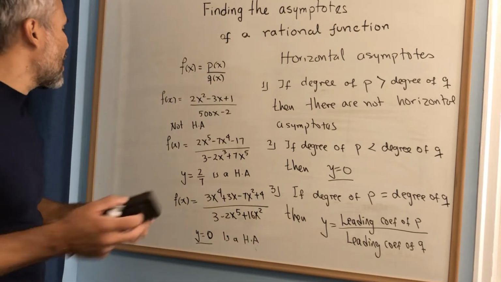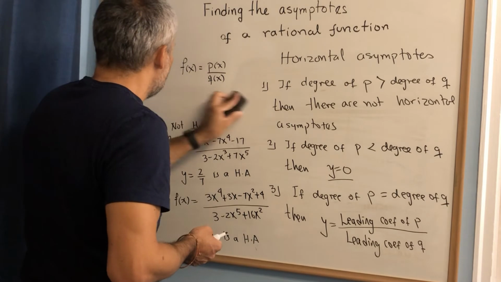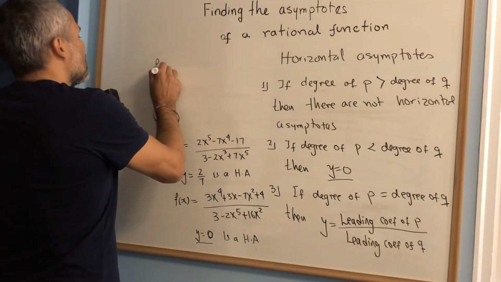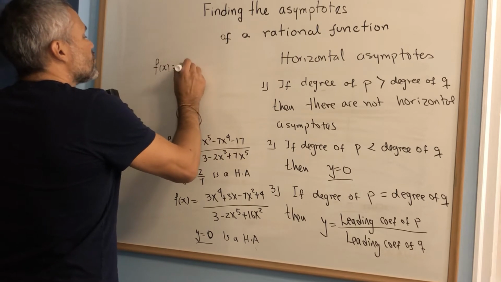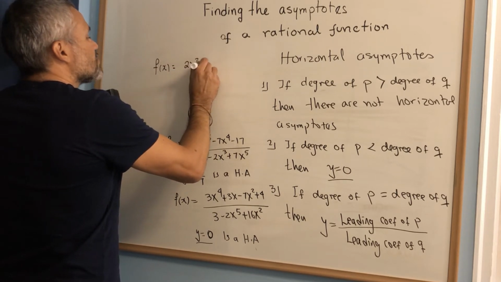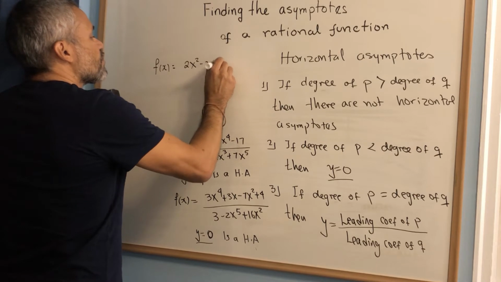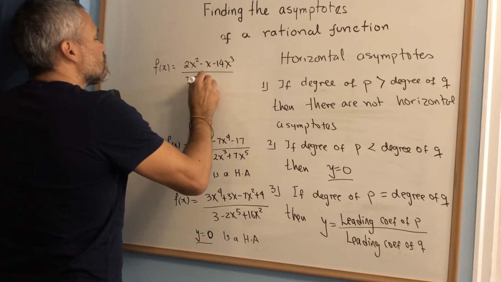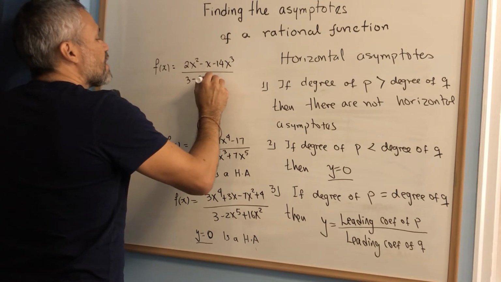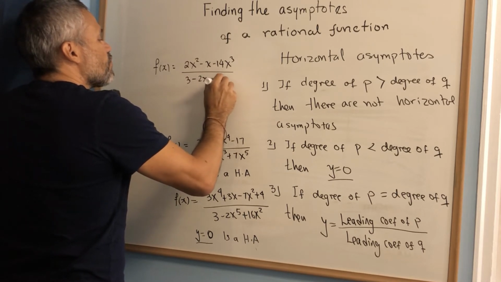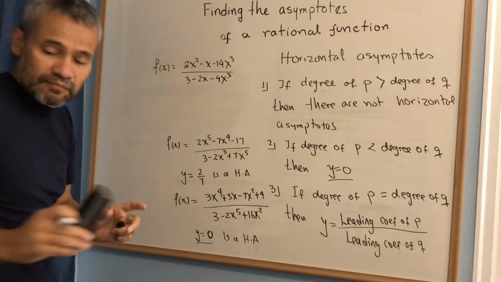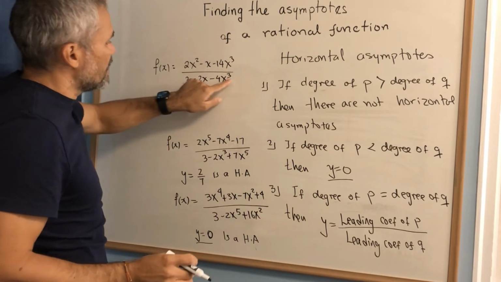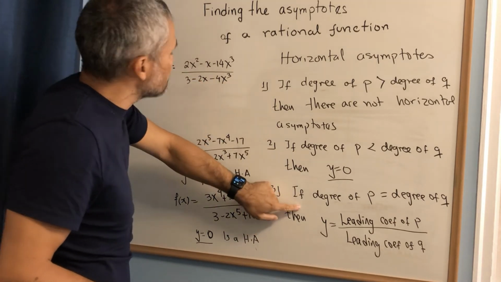Let me just do another example. We have f of x equals (2x squared minus x minus 14x cubed) over (3 minus 2x minus 4x cubed). In this case, the degree of p is 3, the degree of q is 3. Then we are in this situation.